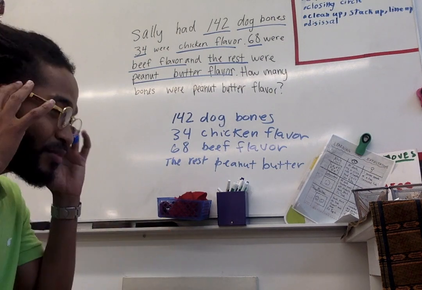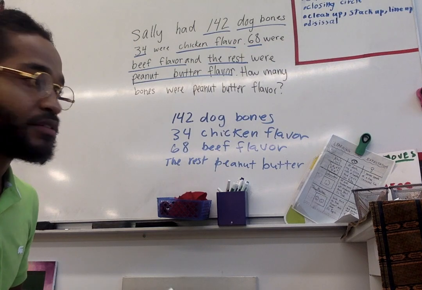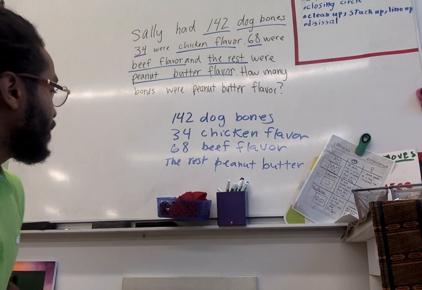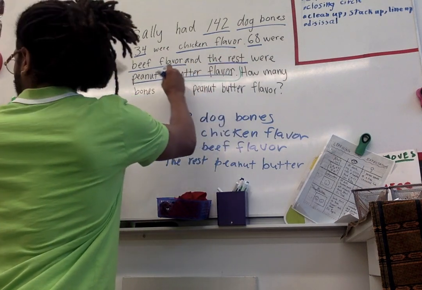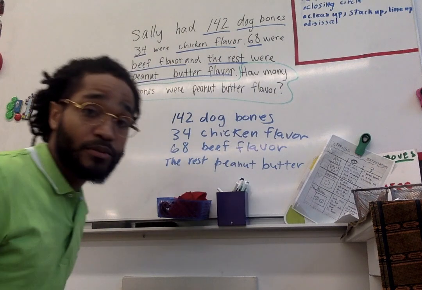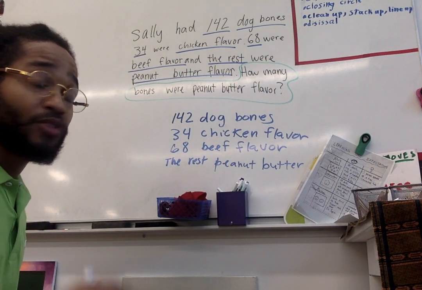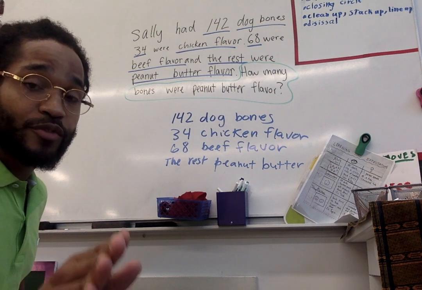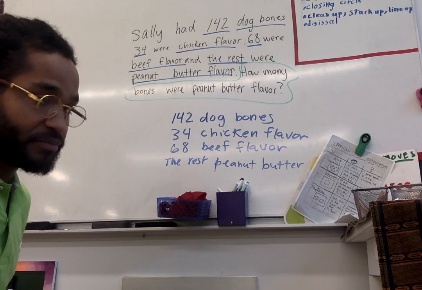So I'm thinking about what these numbers represent and what I should even do in this. What am I trying to solve? I'm trying to figure out how many bones were peanut butter flavored. That's what I'm trying to figure out right now. How many bones were peanut butter flavored? Now, you can pause the video and solve it for yourself and then resume the video to see if you got the correct answer. Alright?